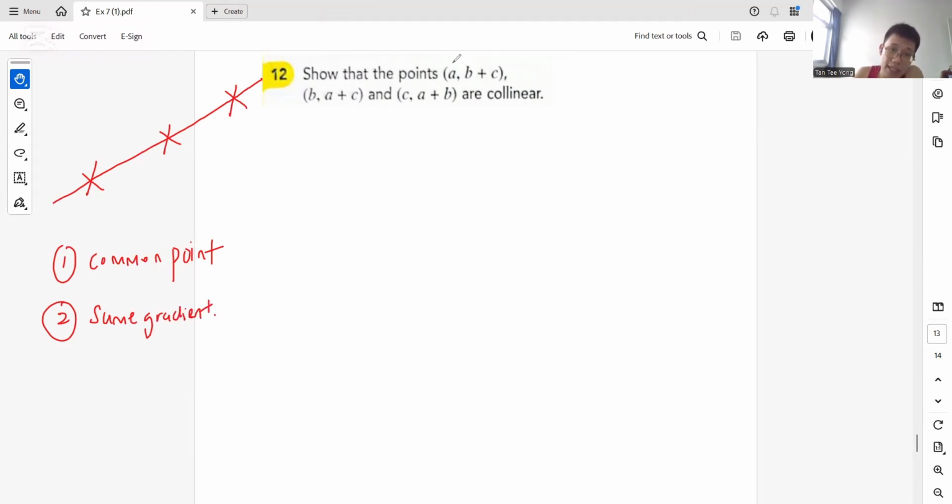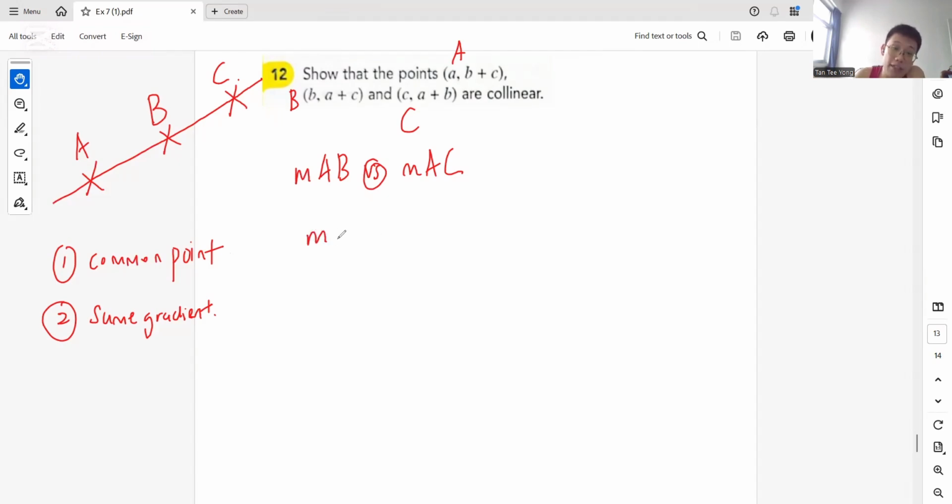I'm going to label the points as A, B, and C. First, they must have a common point, so I'm going to compare the gradient of AB versus the gradient of AC. Once I find that the gradient of AB equals the gradient of AC, I can say that since line AB and line AC come out from the same point A and have the same gradient, they are collinear. That's my plan.